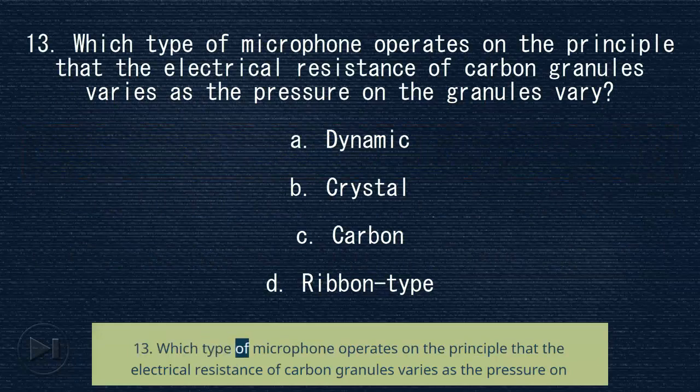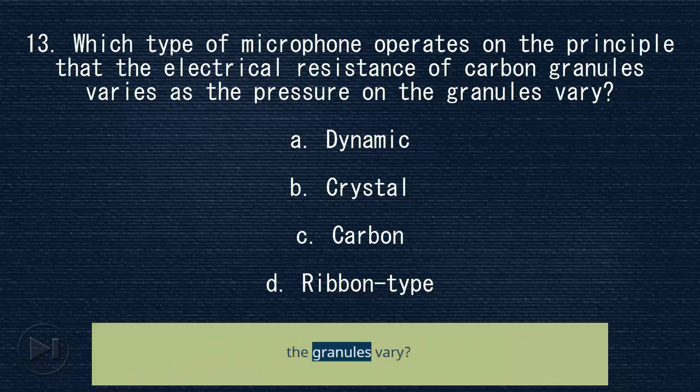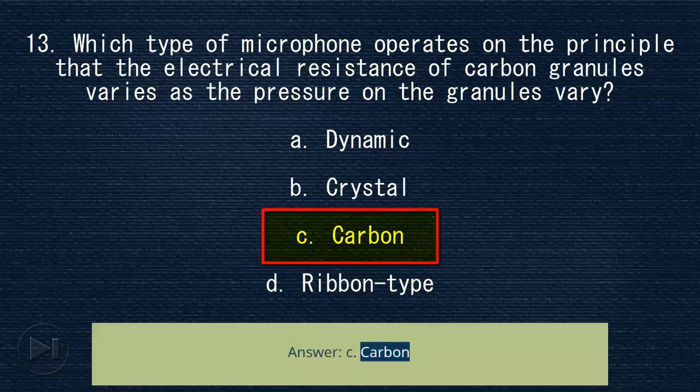13. Which type of microphone operates on the principle that the electrical resistance of carbon granules varies as the pressure on the granules varies? A. Dynamic. B. Crystal. C. Carbon. D. Ribbon type. Answer: C. Carbon.